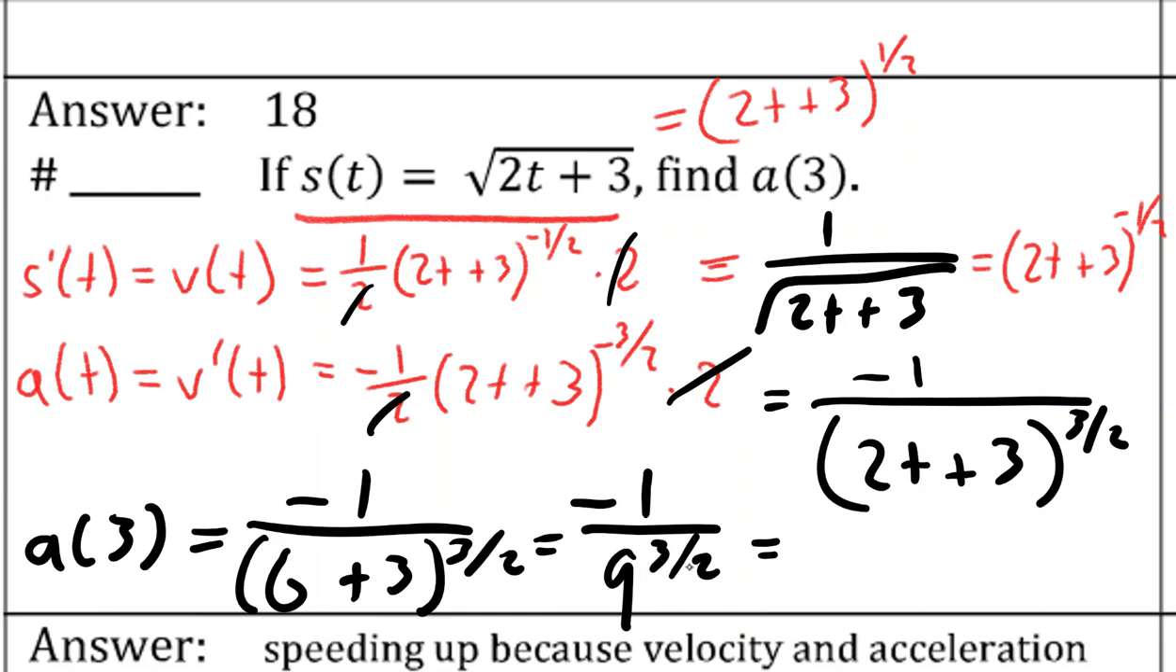And with exponents like this, you can do these in either order you want to. You could either cube the 9 and then take the square root, or you could take the square root and then cube it. So I would square root it first, personally. The square root of 9 is 3, and then I would cube it second. 3 to the 3rd power, 3 times 3 times 3 is 27.